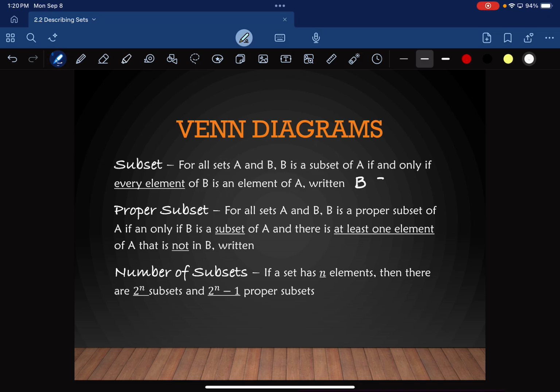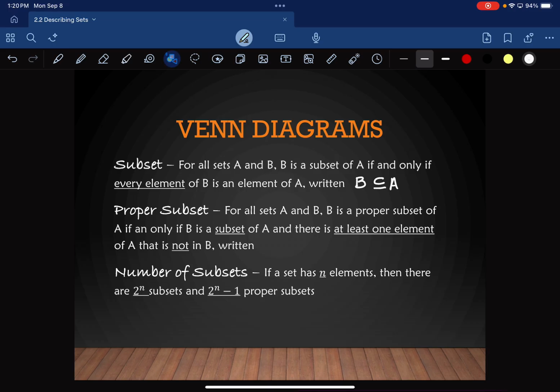So it says B is a subset of A. It kind of looks like a U on its side, or like a really squished C. In fact, sometimes we will read this as B is contained in A. So that has that C kind of feel to it.